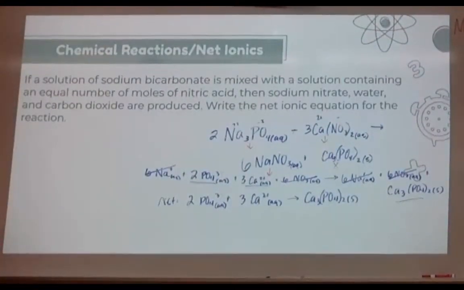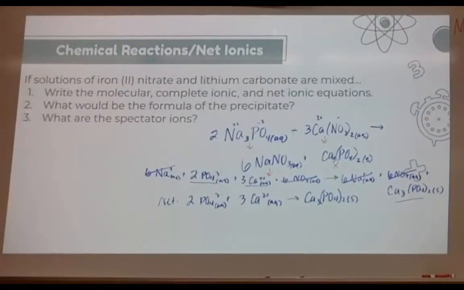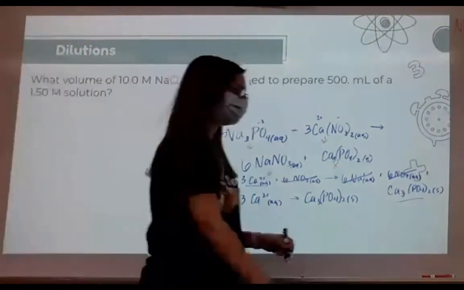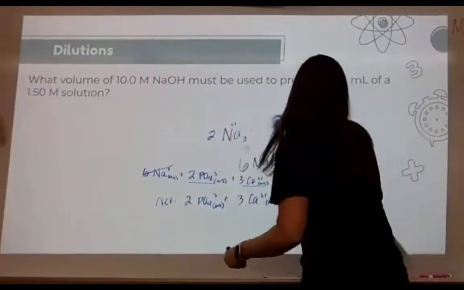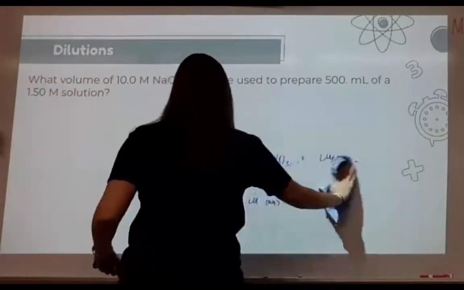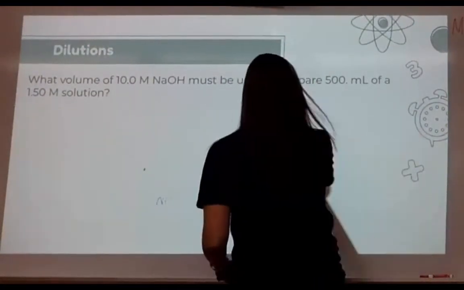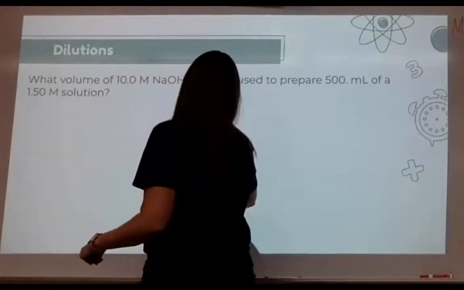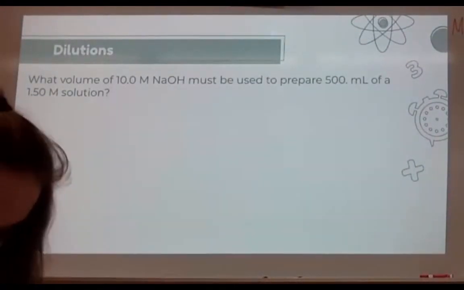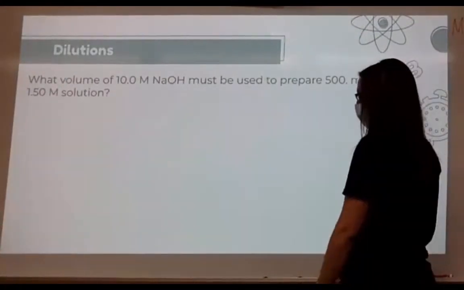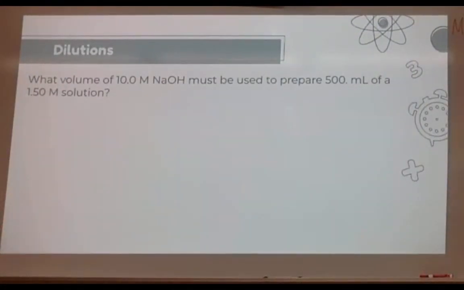So I'm going to skip through because these are just more non-ionic, complete ionic. If you think that you need more help with these, you can go through and work through the slides. Now I want to move on to dilutions. Dilutions are still part of solution stoich, and they use probably one of the most used equations in chemistry. Not necessarily in class, but in a lab, dilutions are used the most.